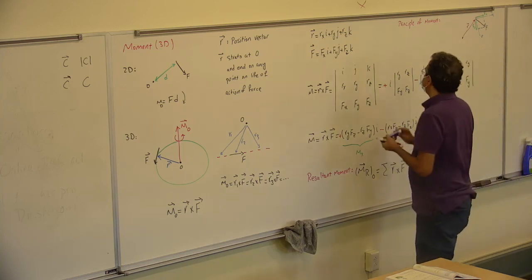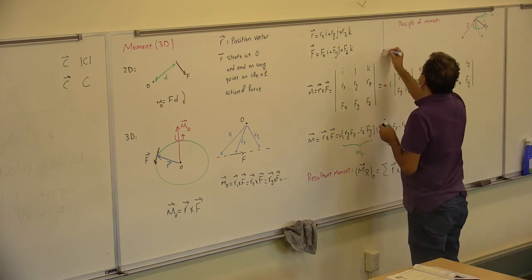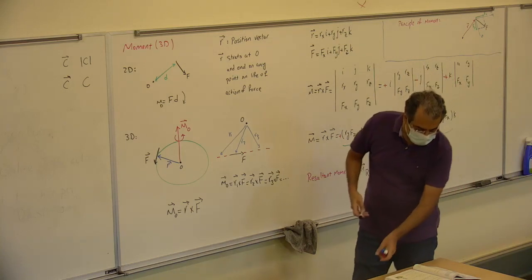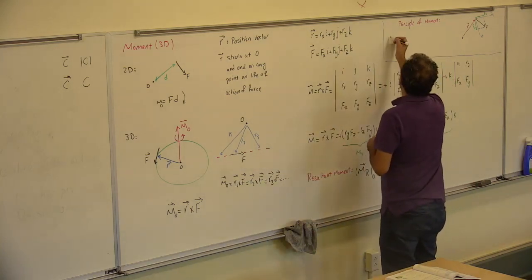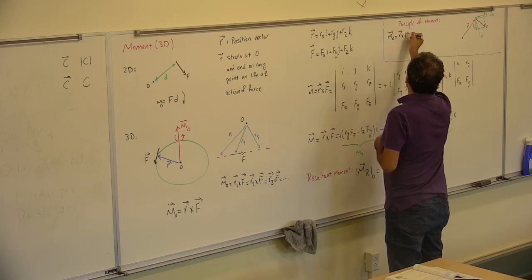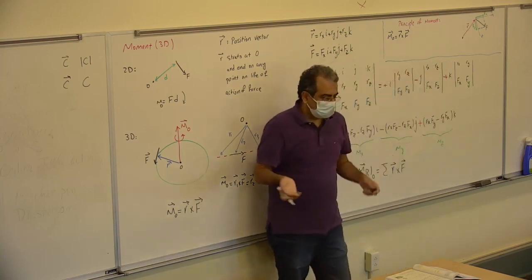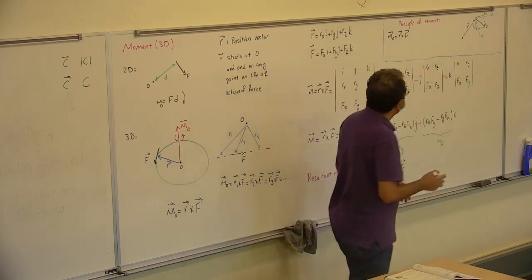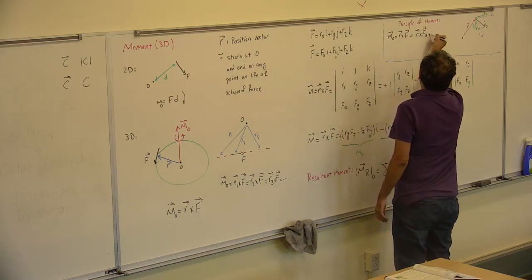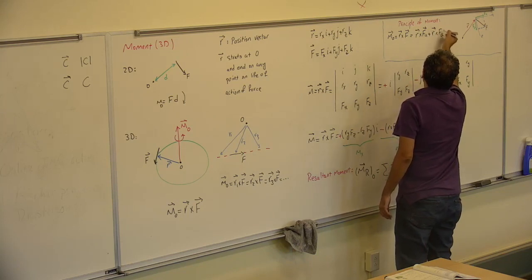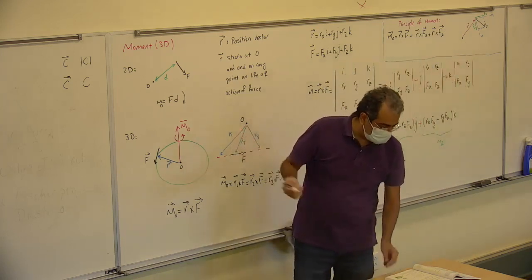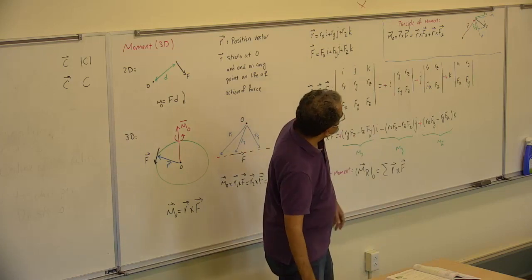I also can write it like previously, like I said, the moment about point O is R cross F. Or I can do it as R cross Fu plus R cross Fv. We did it in 2D, and this is a 3D format or vector format.